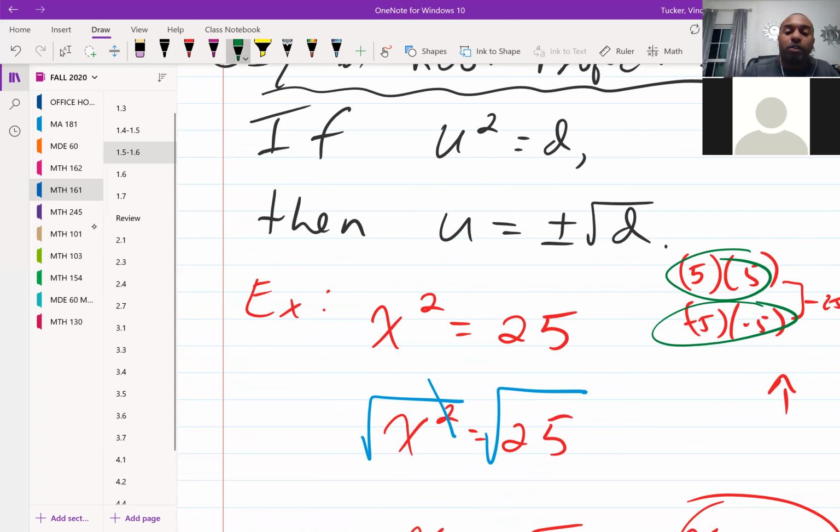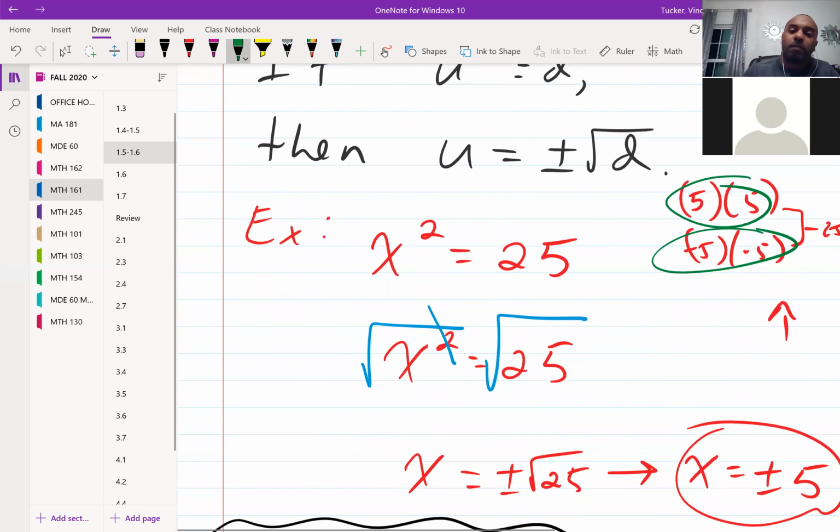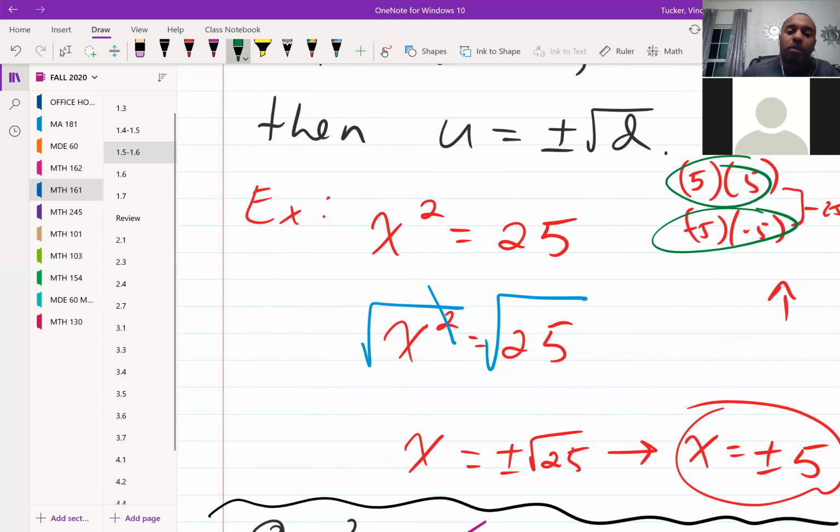So when you go to take the square root of x squared in order to get x by itself, the square and square root cancel on the left, and you do x equal to plus or minus square root of 25, and that will give us those solutions of plus or minus 5. And remember, you always can go back and check by plugging them into your original equation.